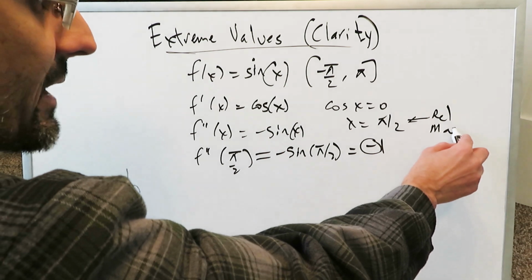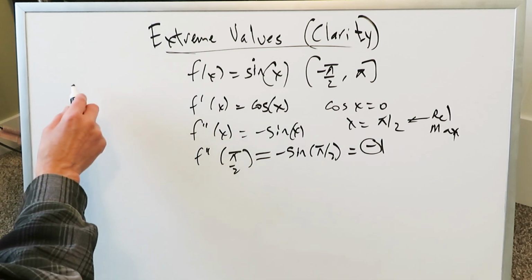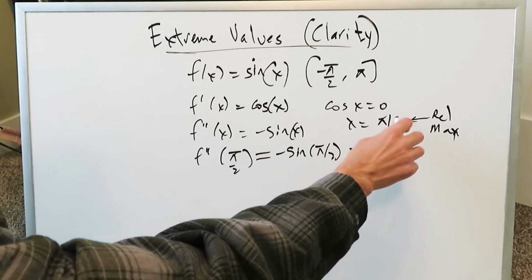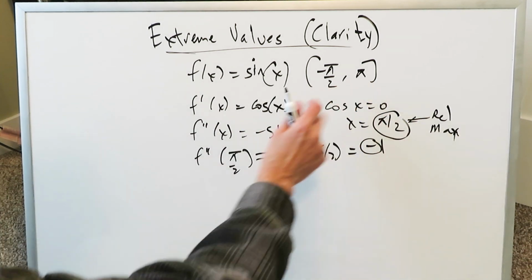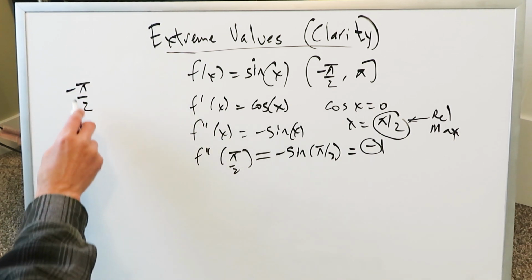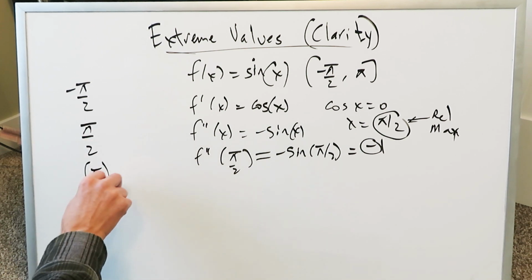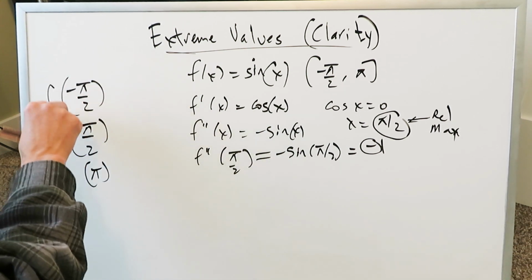So it's either a relative maximum or you can call it a local maximum, but we're seeing 3 points over here, one of which is your critical point you've determined right here. The other 2 are your endpoints. If we list them in numerical order from small to large, we have minus pi over 2, then pi over 2, and then pi, and we input these into your original function.